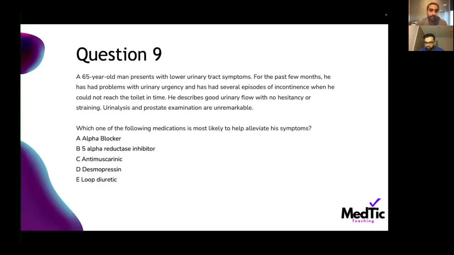So, question 9. A 65-year-old man presents with lower urinary tract symptoms. For the past few months, he has problems with urinary urgency and has had several episodes of incontinence where he could not reach the toilet in time. He describes good urinary flow with no hesitancy or straining. Urinalysis and prostate examination are unremarkable. Which of the following medications is most likely to help alleviate his symptoms? Is it an alpha blocker, 5-alpha reductase inhibitor, antimuscarinic, desmopressin, or loop diuretic? So I'll give you 45 seconds.